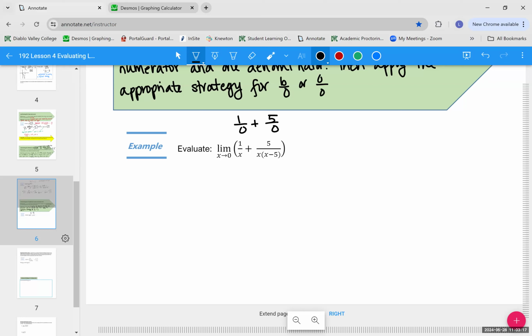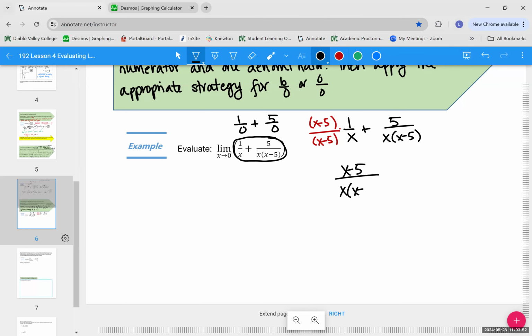So what we're going to do is just take this inside function and try to rewrite it as one fraction. So I need to actually add the 1 over x plus the 5 over x times x minus 5. So you need a common denominator, right? They both have an x already, so it looks like x times x minus 5 would work, which means we just need to multiply this first one by x minus 5 on top and bottom.